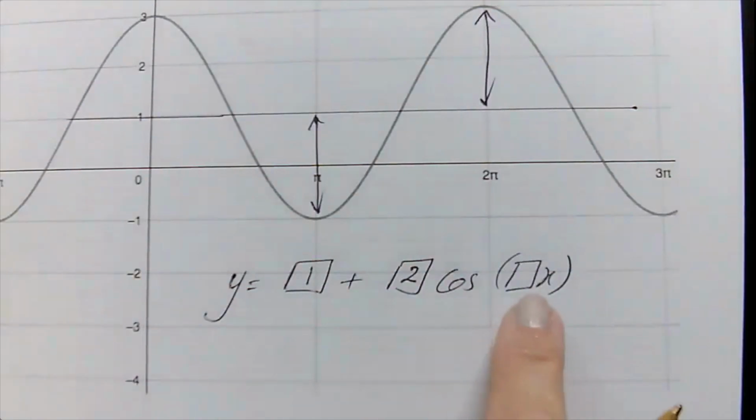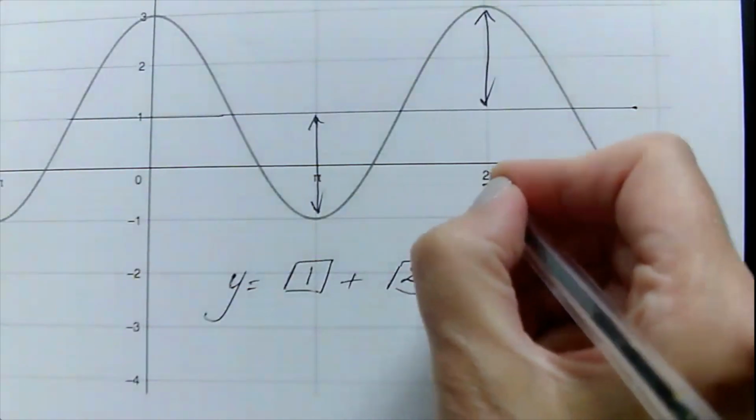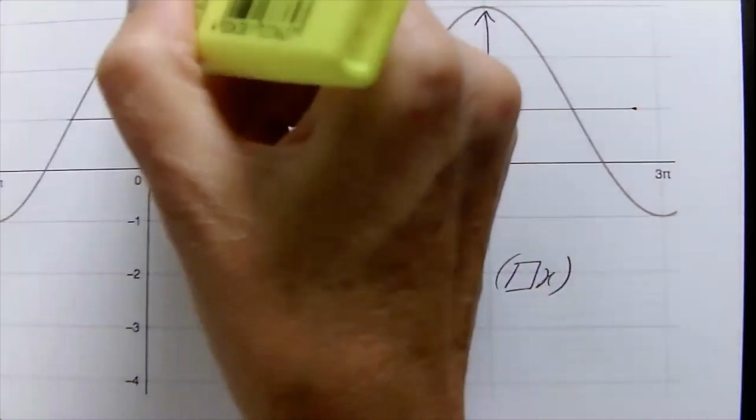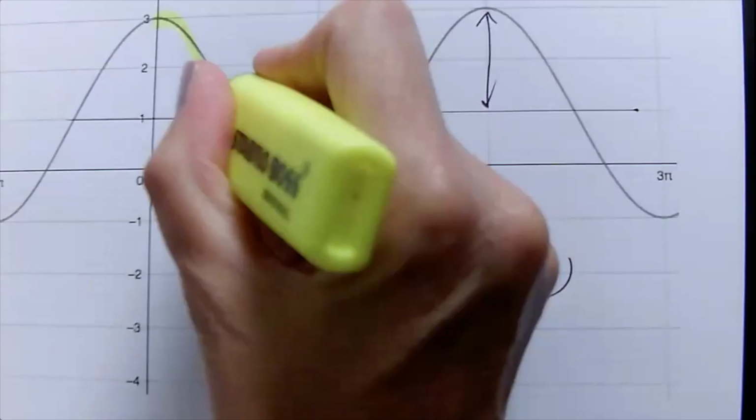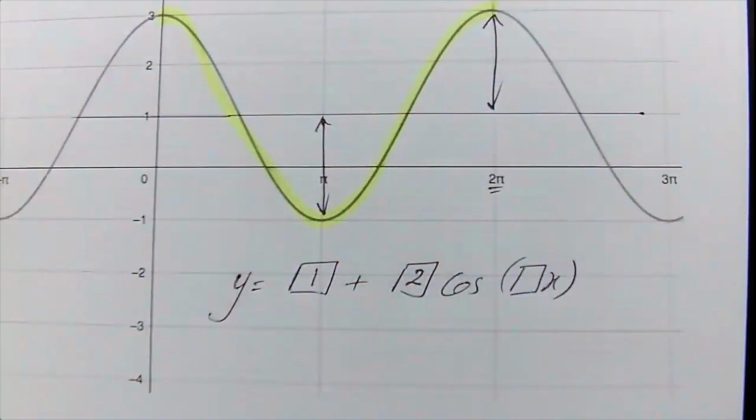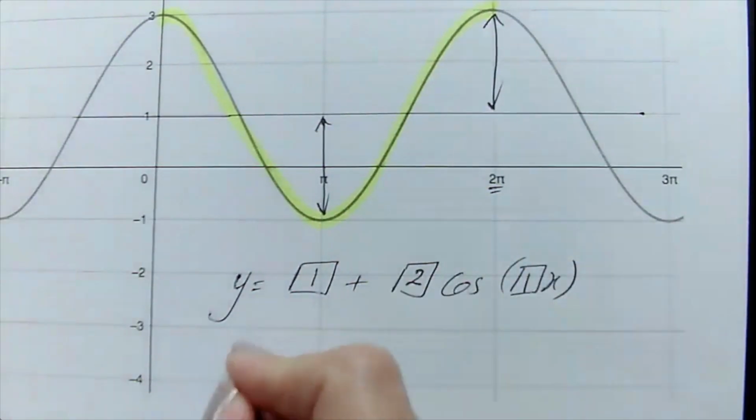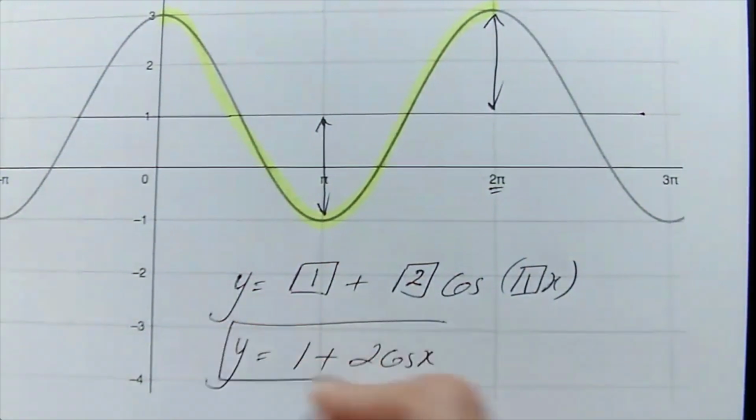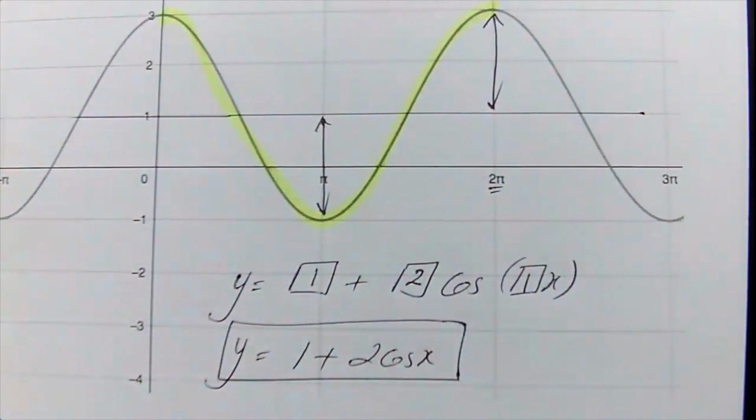And now the period. Okay, so there's my original 2 pi. It's the cos curve, so we're looking for the U. How many times does that U shape appear in the original period? It is, of course, just 1. So there we go. y is equal to 1 plus 2 cos x is the function of this graph.